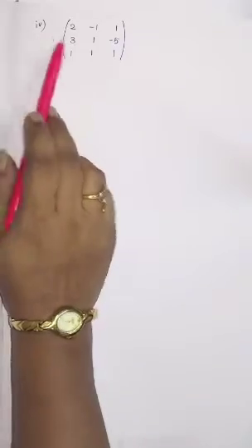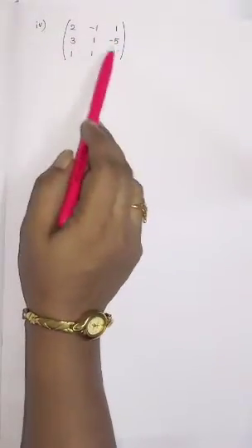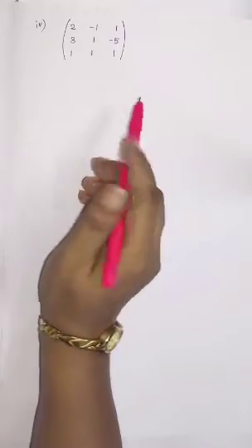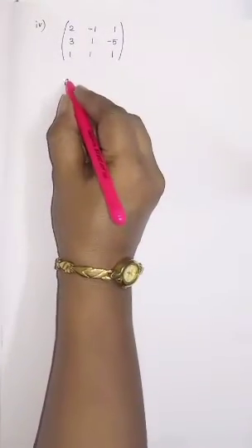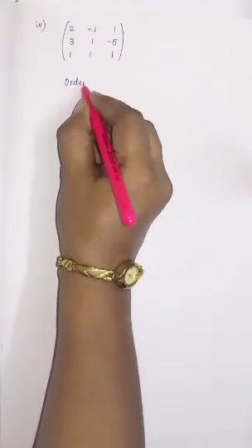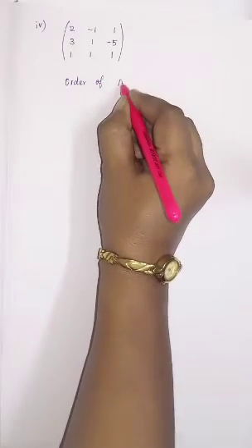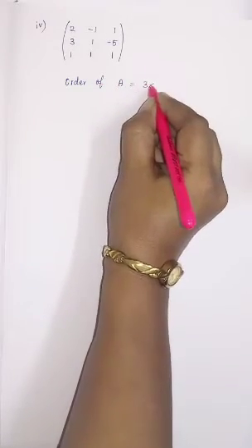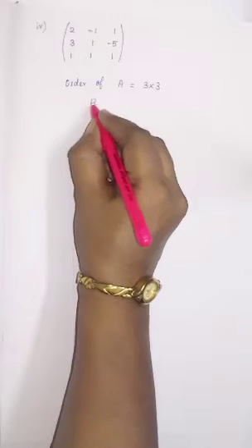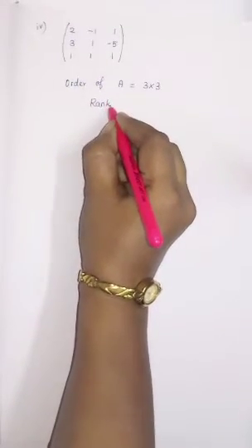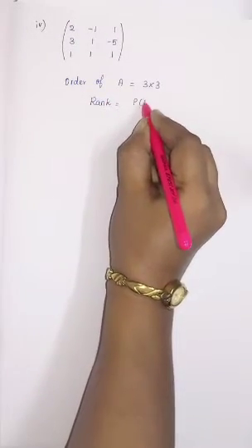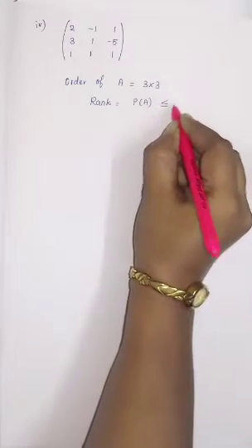Fourth question. Now we have got a 3 by 3 matrix. 3 rows and 3 columns are there. So you can write your order of A as 3 rows and 3 columns. Therefore rank is rho of A, which should be less than or equal to 3.